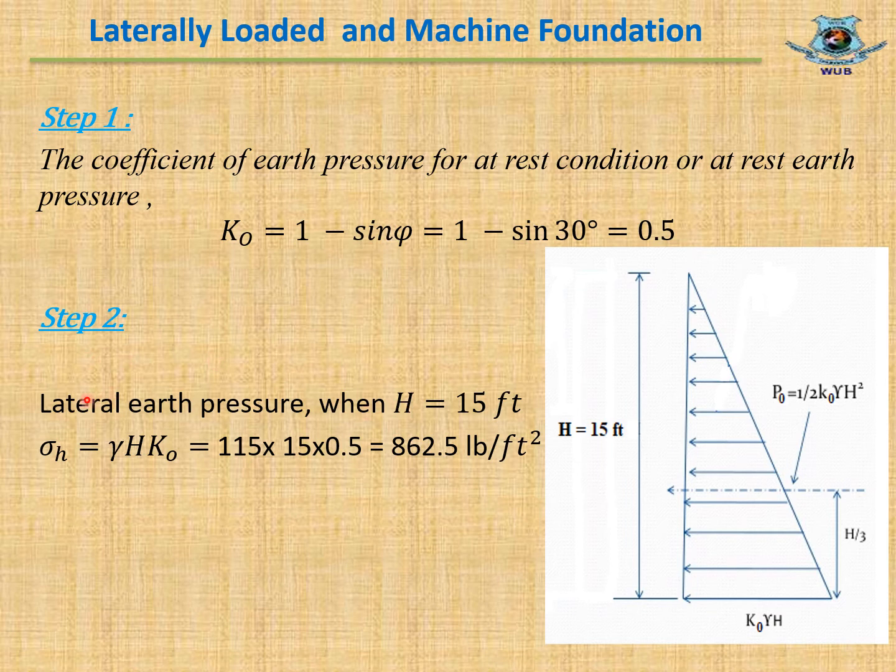Step 2. Lateral earth pressure sigma H equal to gamma H into K naught. Here gamma equal to 115 pound per feet cube. H equal to 15 feet. K naught equal to 0.5. So finally lateral earth pressure stands to 862.5 pound per feet square.